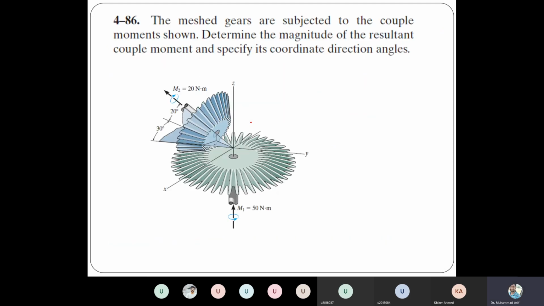So what about this one? This is the last one, 4-86. Let's say the two gears are meshed together, and one gear is moving. Let's say this one is rotating. In which direction is it rotating? Can you show me the direction? What is that direction?